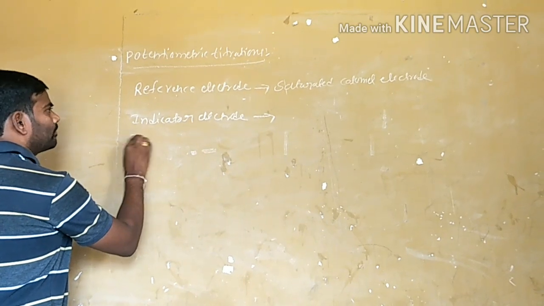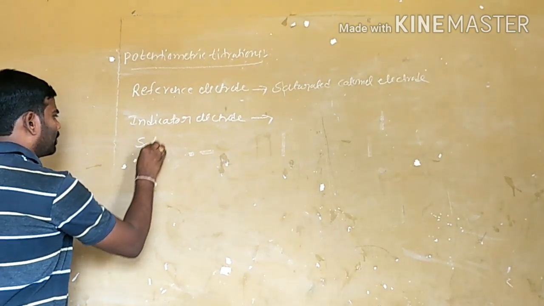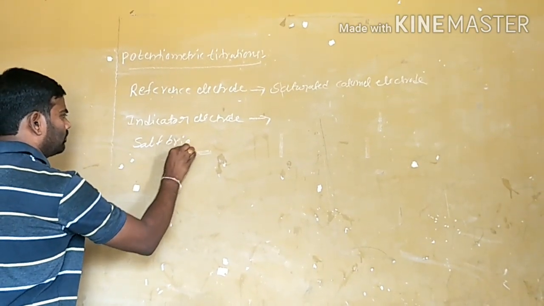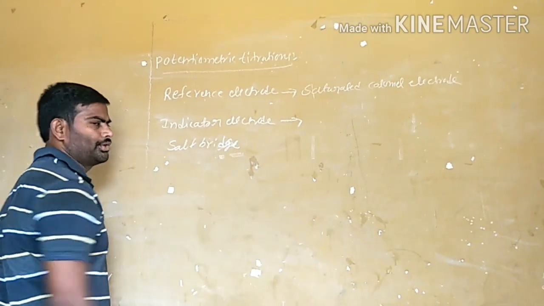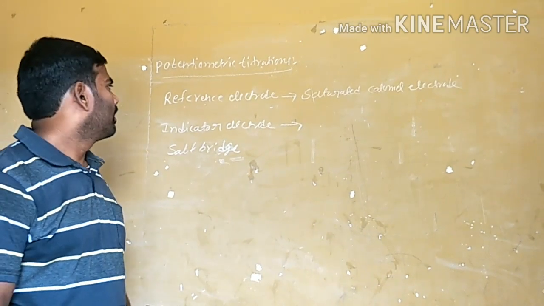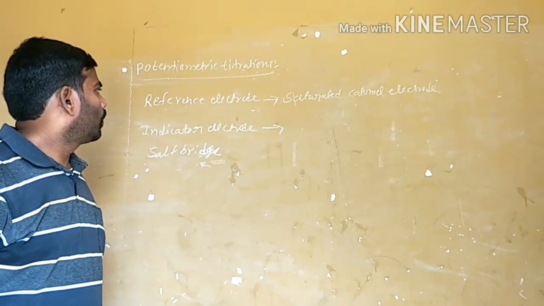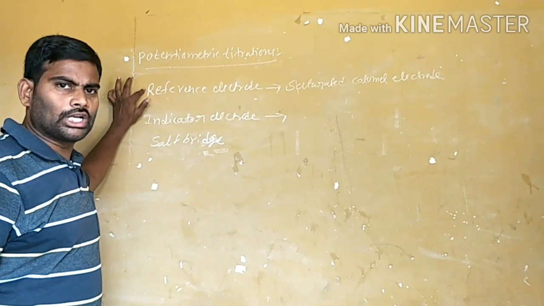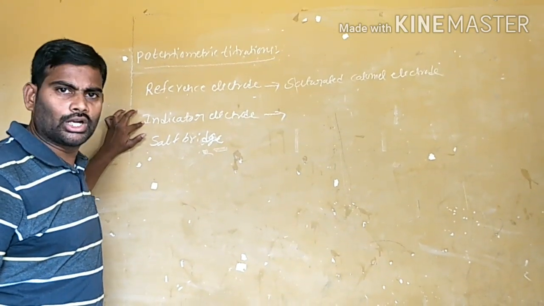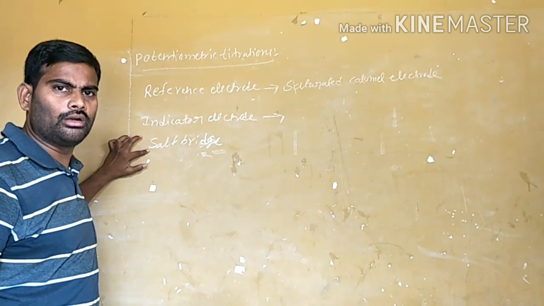Next we are taking a solvent. These are needed to construct a total cell: one is a reference electrode, another is an indicator electrode, and a solvent.